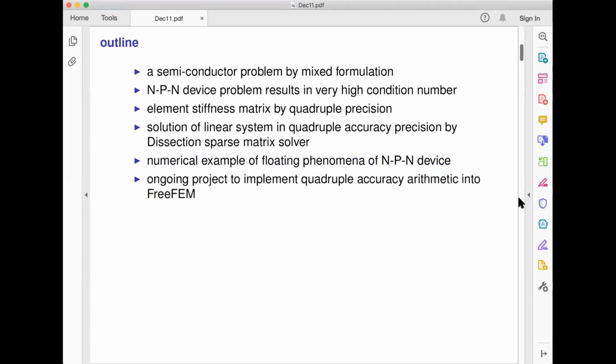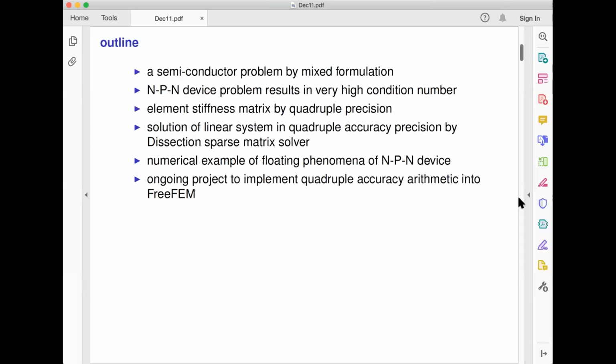First, I will review a semiconductor problem, which is solved by mixed formulation, but it requires quadruple precision because of the very high condition number in the case of the problem, which consists of an NPN device. And the finite element matrix should be generated in quadruple precision. And also the solution of the linear system is in quadruple precision. But it could be done by a dissection sparse solver.